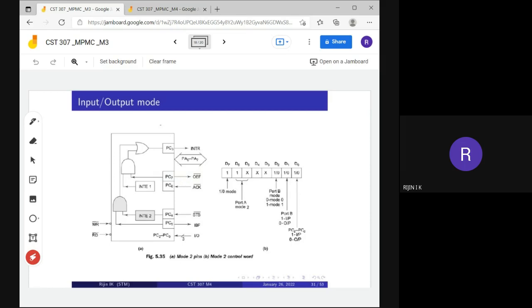Okay, output buffer full. What does output buffer full mean? That is an indication to the external device that some data is available. So the external device will read the data through this port. Okay, so it will read the data. Then after reading that data, the external device will send an acknowledgement to the PC6.